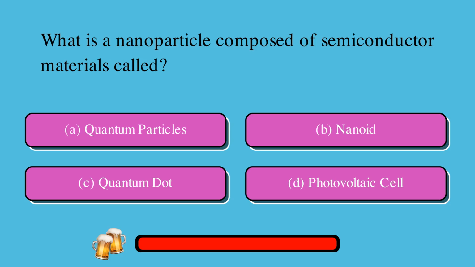What is a nanoparticle composed of semiconductor materials called? Is it A, quantum particles, or B, nanoid, or C, quantum dot, or D, photovoltaic cell? The correct answer is C, quantum dot.